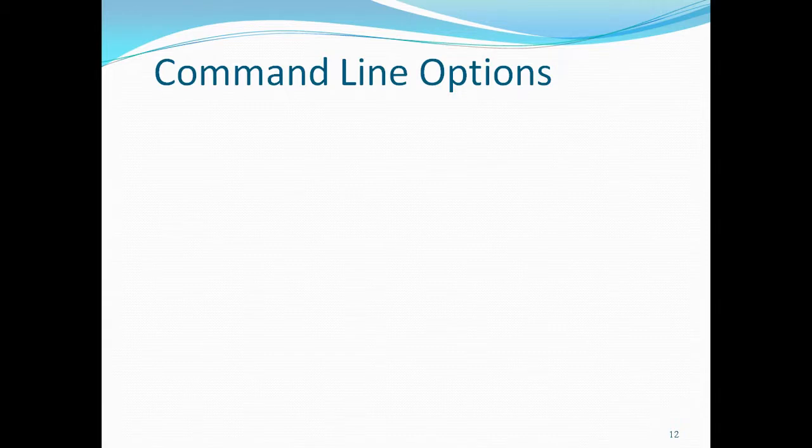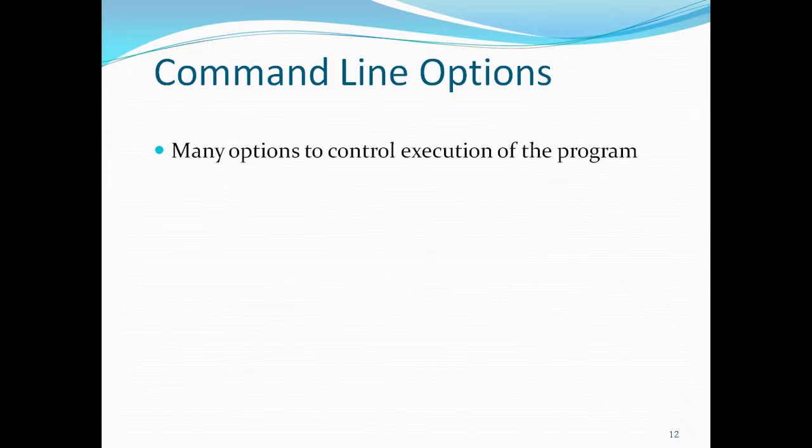If you want to see the warnings and messages when you execute or run your program, then we have to use a command line option. There is a set of command line options provided for Perl programming. Let us see one sample example of it. Many options to control execution of the programs are nothing but command line options.